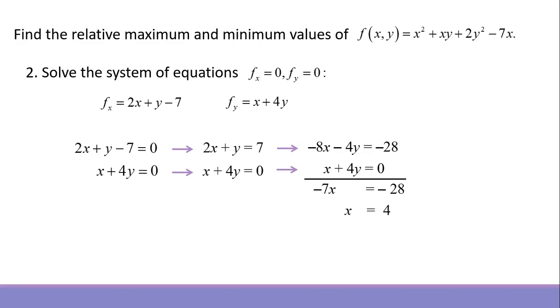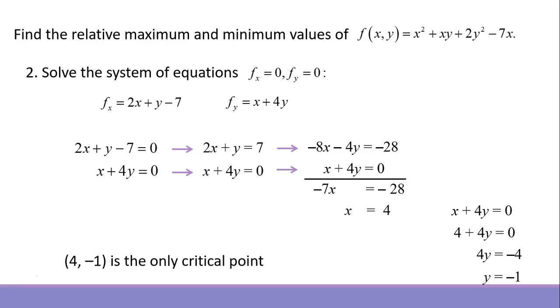So we have x equals 4. Then we can substitute 4 into any one of the equations that we started with, or that we had once we rewrote the equations. So we'll substitute this in the second equation, x plus 4y equals 0, and we get y equals -1. So we do have a critical value where x is 4 and y is -1, but we need to determine whether that critical value represents a maximum, a minimum, or a saddle point.